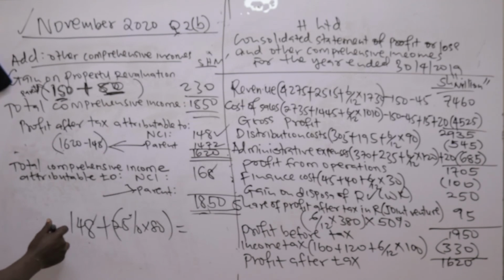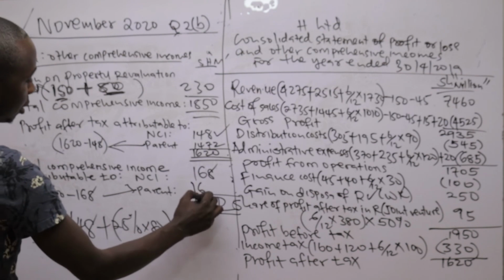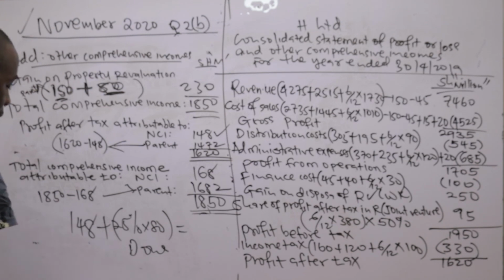So what about what goes to the parent? So I will take 1850 minus 168. So 1850 minus the answer, so this is 1682. We are done with the question.